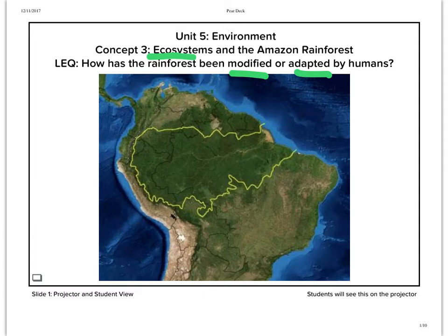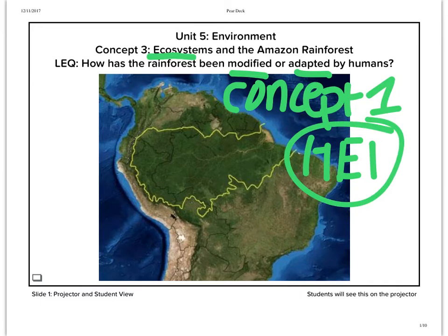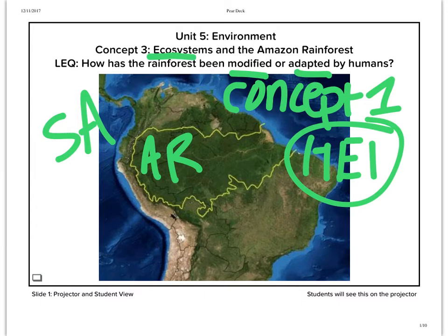So if we remember back to concept 1, these are some of our levels of human environment interaction, if we think back to those words, okay? So this picture is kind of cool because it shows you South America. So we're talking about South America, and this outline here is the Amazon rainforest. So it takes up a big chunk of South America.